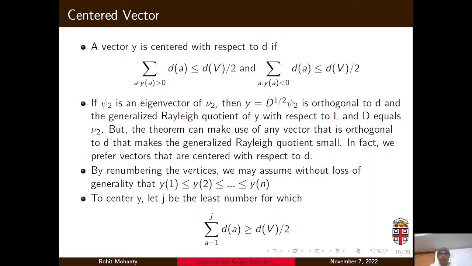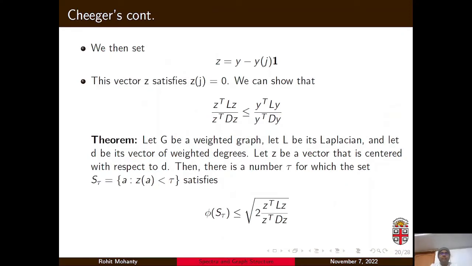Now to center y, let j be the least number for which the sum of all da for a from 1 to j is greater than or equal to dV by 2. Now we can set z equals y minus yj times 1, where 1 is an all ones vector. Now this vector z satisfies zj equal to 0, and we can show that Z transpose LZ upon Z transpose DZ is less than or equal to Y transpose LY upon Y transpose DY.